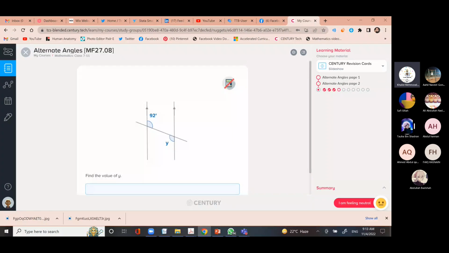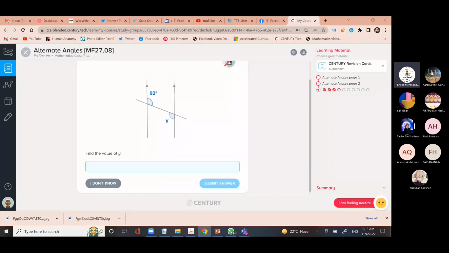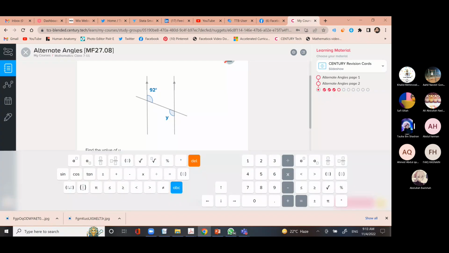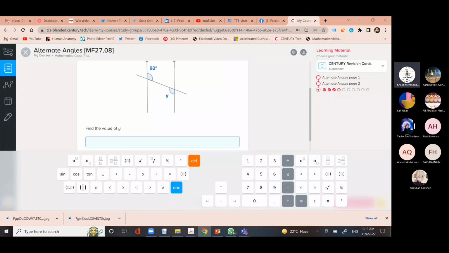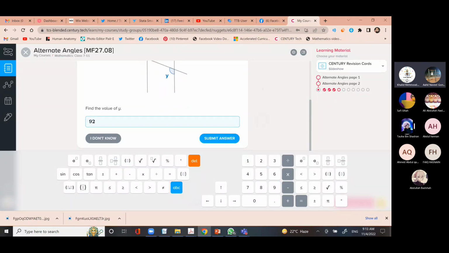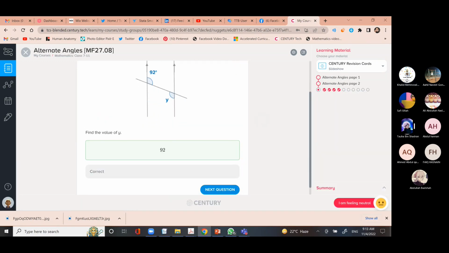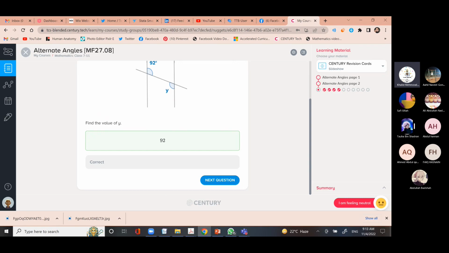Now the next question. Find the value of y. Sir, it is also alternate angle. Sir, 92. So if they are alternate, then obviously this will be 92. Let's check out. Is it the answer? Yes. This is also correct. You are going 100% now.